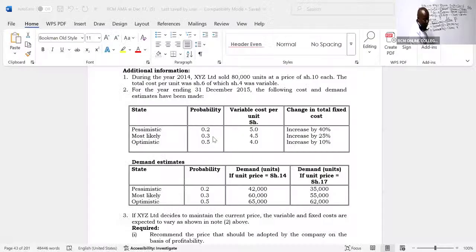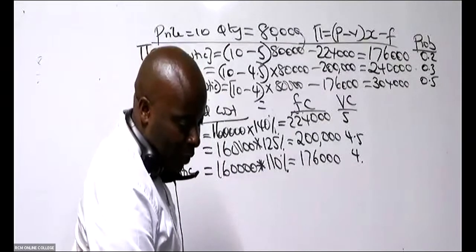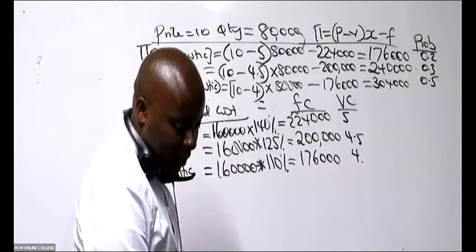The probabilities of our environments have been given here: 0.2, 0.3, 0.5. Even in the second table, we have the same probabilities. So we have 0.2, 0.3, and then 0.5. So what shall we use those probabilities for? Use them to get what we call expected profit.